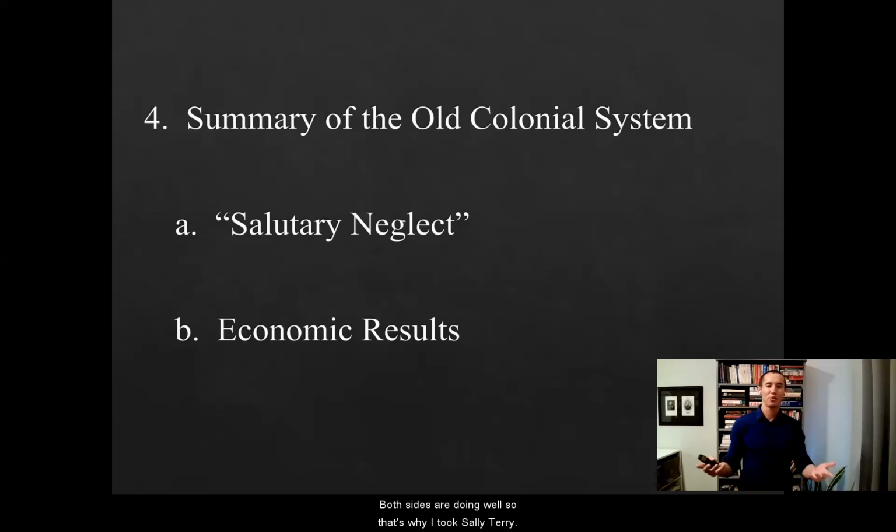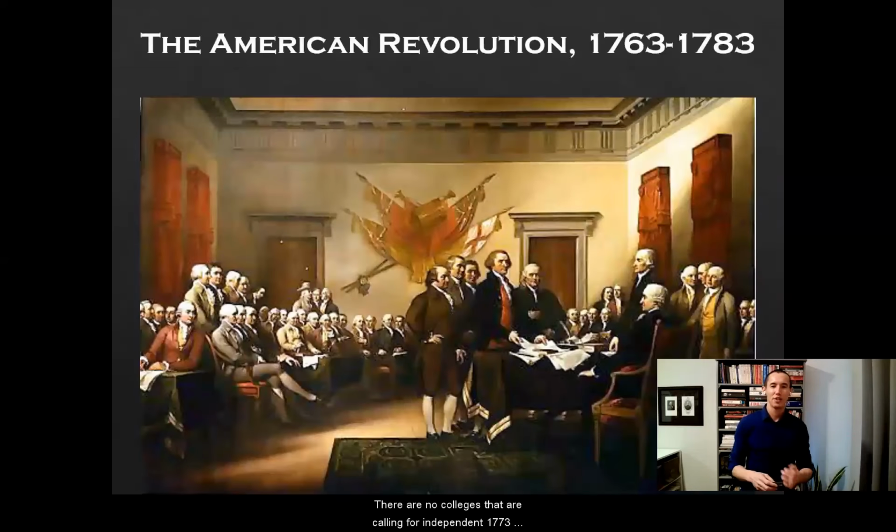Both sides are doing well. And so that's why it's called salutary neglect. England knew that laws were being broken and just let them get away with this. And so by the time you get to 1773, there are no colonists that are calling for independence.